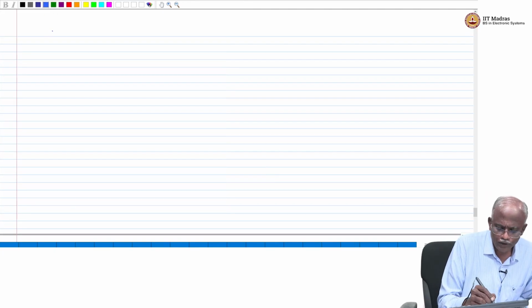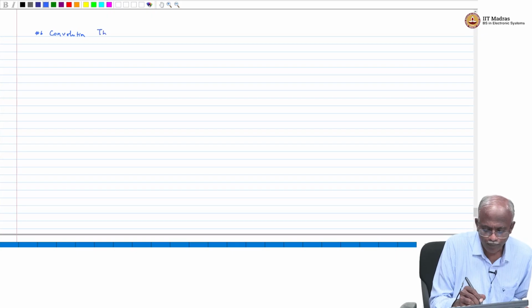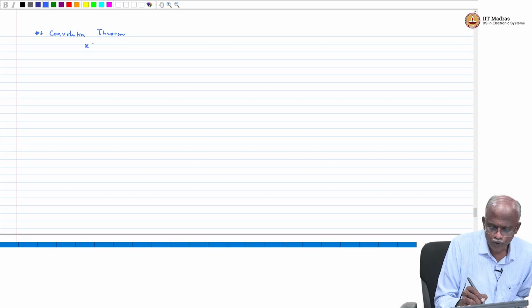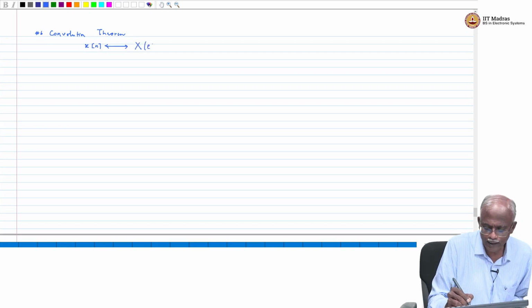So, the convolution theorem, which is property number 6, can be written down in the following manner. If you have two sequences with the discrete time Fourier transform given as below, x of n with discrete time Fourier transform X e of j omega, and an impulse response h of n given by H e of j omega.